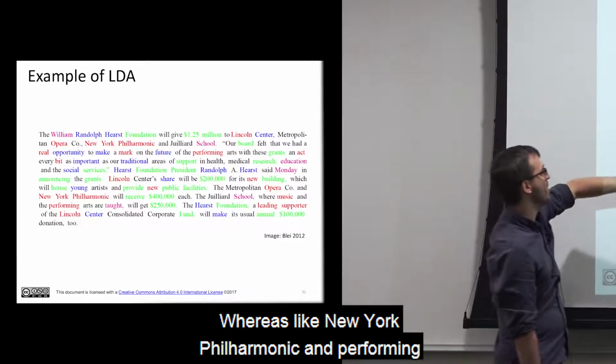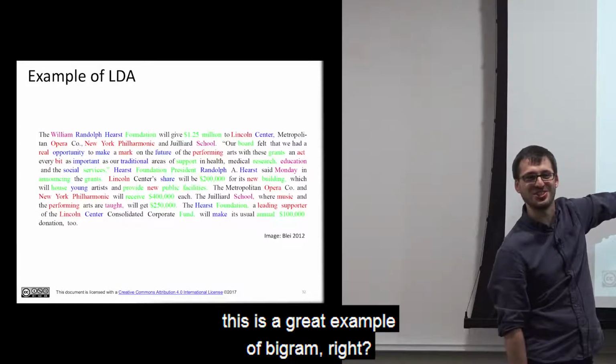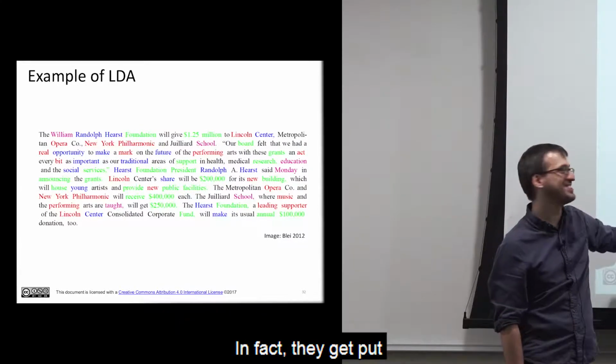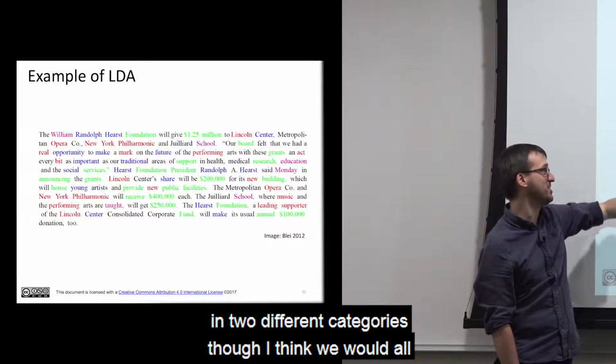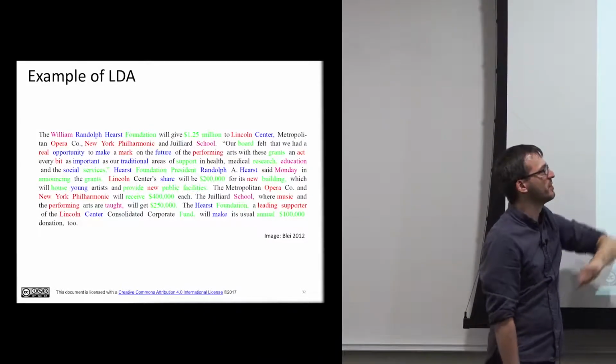Whereas New York Philharmonic and performing and Lincoln, although we probably should have Lincoln Center. This is a great example of a bigram. Lincoln and Center by themselves are two different things. In fact, they get put in two different categories here, though I think we would all agree that Lincoln Center belongs in the arts category.